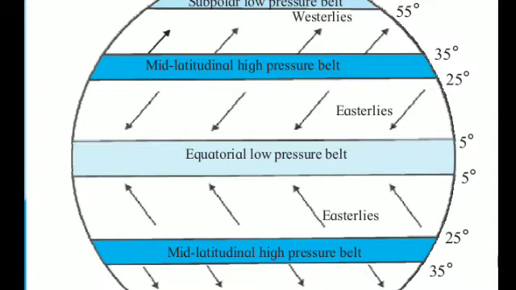Now see, so in this region the equatorial low pressure belt is formed. Why? Because the temperature is low over here.